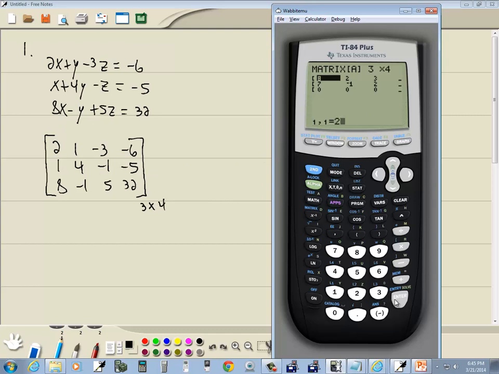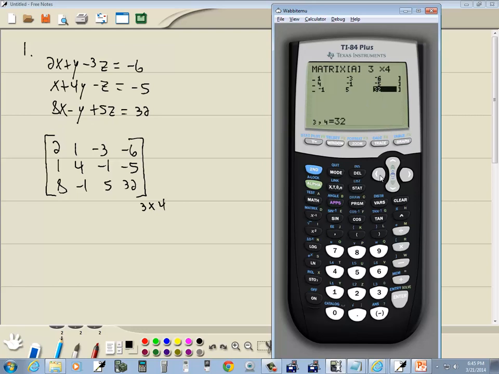So I'll do 2, enter, 1, enter, negative 3, enter, negative 6, enter, 1, enter, 4, enter, negative 1, enter, negative 5, enter, 8, enter, negative 1, enter, 5, enter, 32, enter. Now I'm going to double check myself.